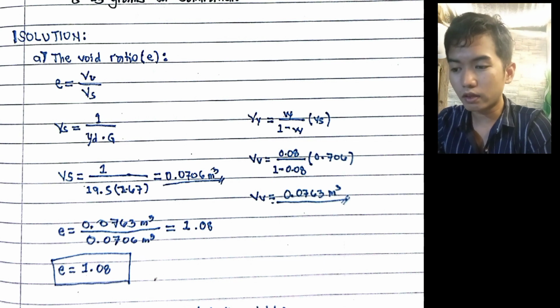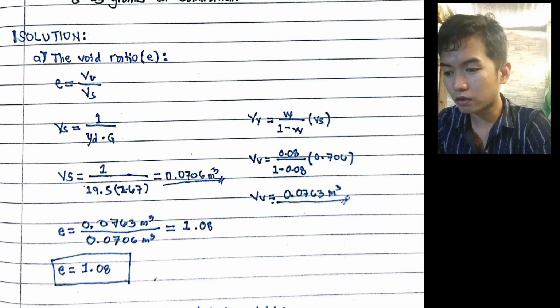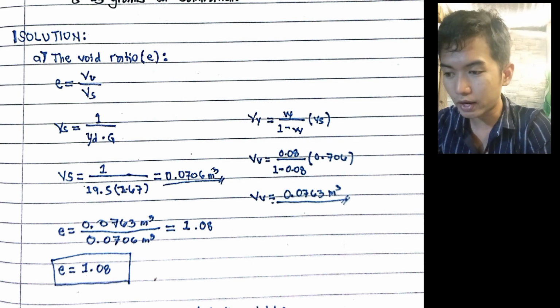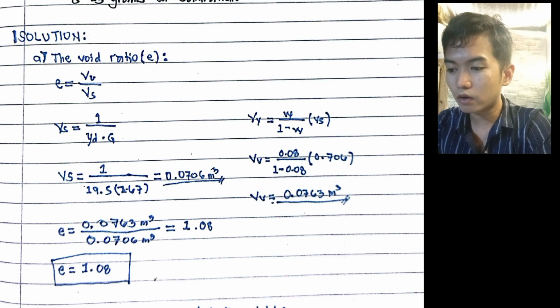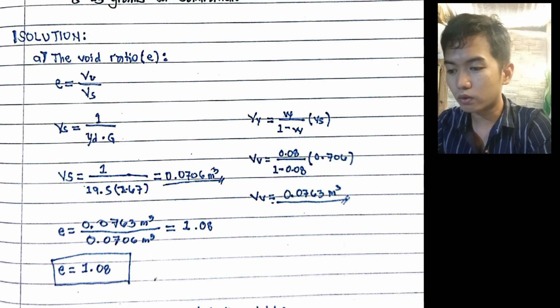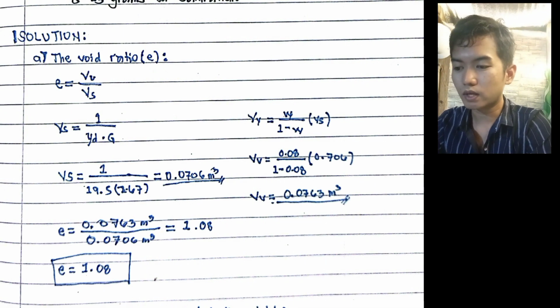Now, we can find the void ratio. Going back to our formula, e = volume of voids over volume of solids. Substituting, we have e = 0.0763 over 0.0706, which gives our void ratio of 1.08. So, that's our part A.